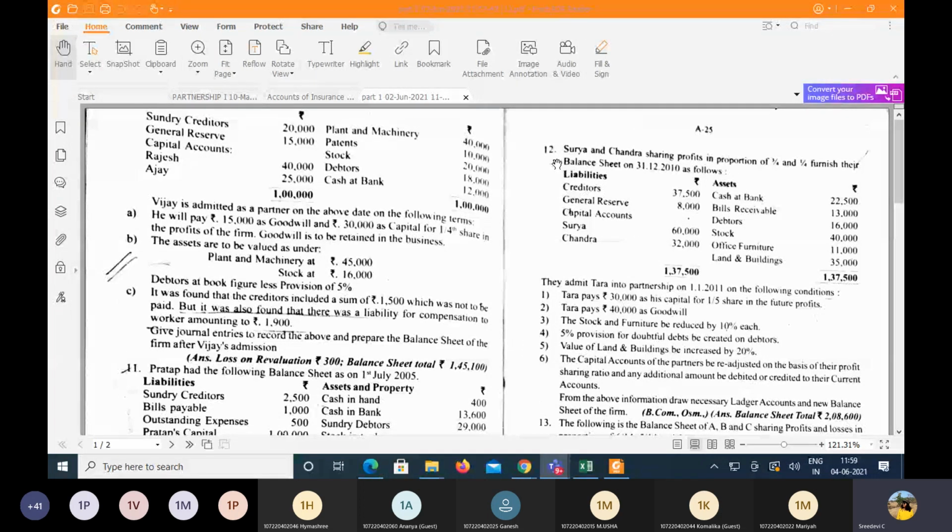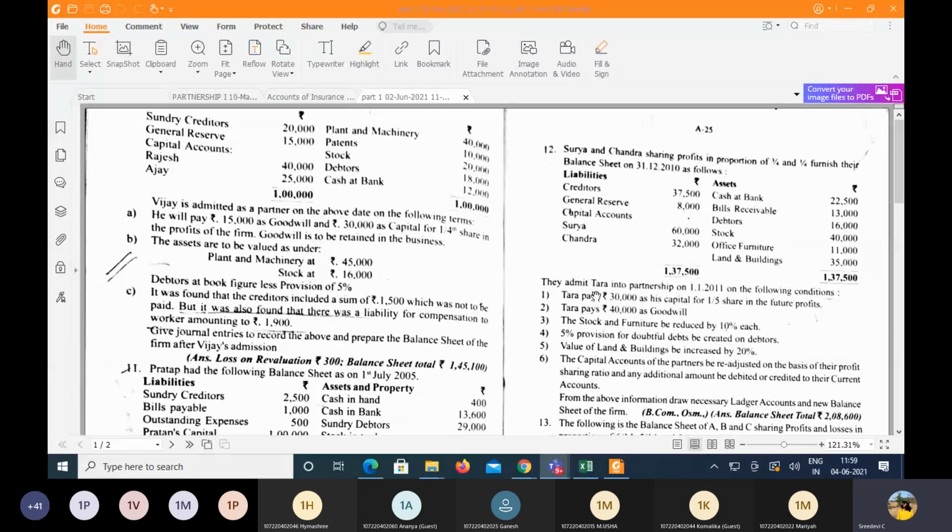So now, Surya and Chandra share profits in the proportion of 3/4 and 1/4. So here the old profit sharing ratio is 3 to 1, and they furnish their balance sheet on 31st December 2010 as follows. As you can see, there are liabilities followed by the assets, and on the liability side there is a general reserve balance. Whenever there is a general reserve balance, that reserve needs to be divided among the partners depending upon the number of partners.